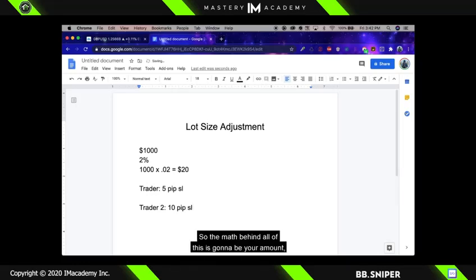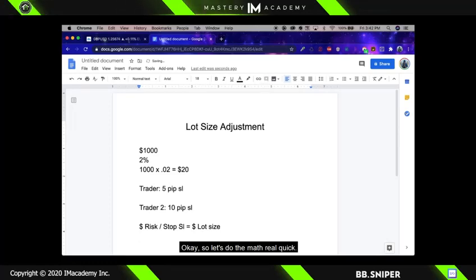So the math behind all of this is going to be the dollar amount that you're willing to risk divided by your stop loss. Super simple. This is going to give you your lot size, the dollar amount you should be trading per lot. Okay? So let's do the math real quick.